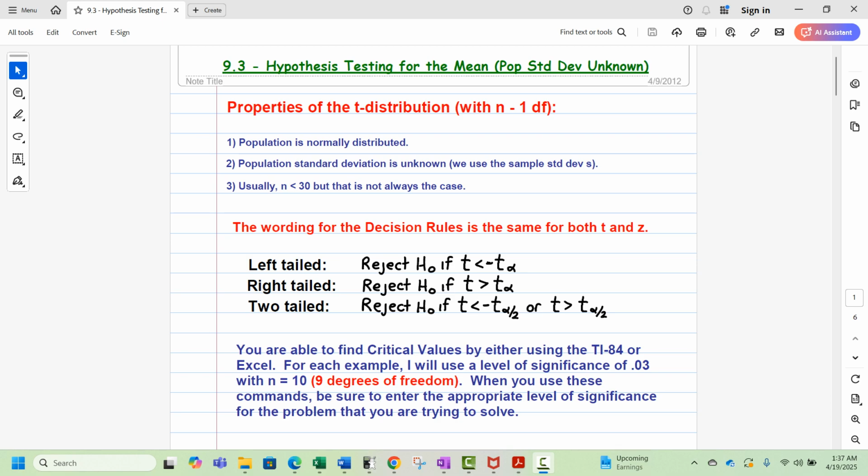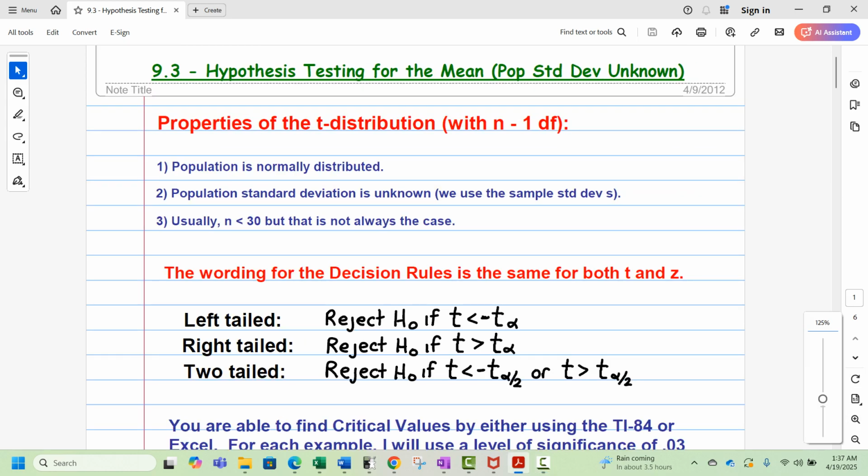So here are the basic properties of the t-distribution with n-1 degrees of freedom. The population is normally distributed, and usually we'll see that thrown in a sentence. That means we're allowed to use the t. Population standard deviation is unknown, so we use the sample standard deviation S.